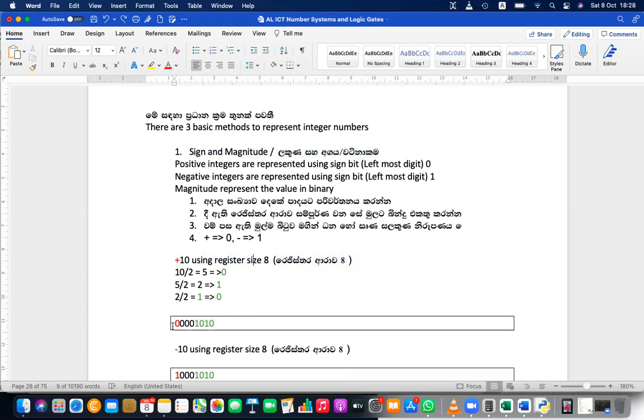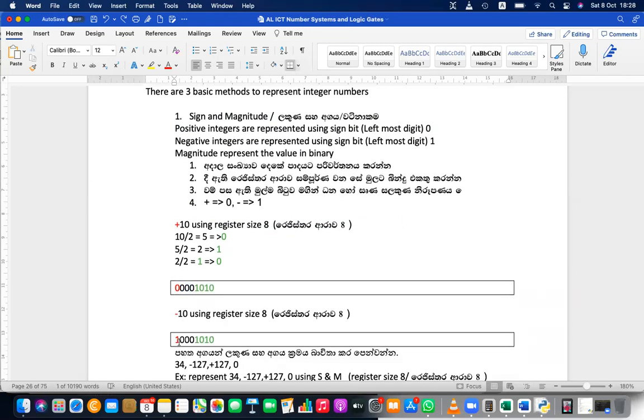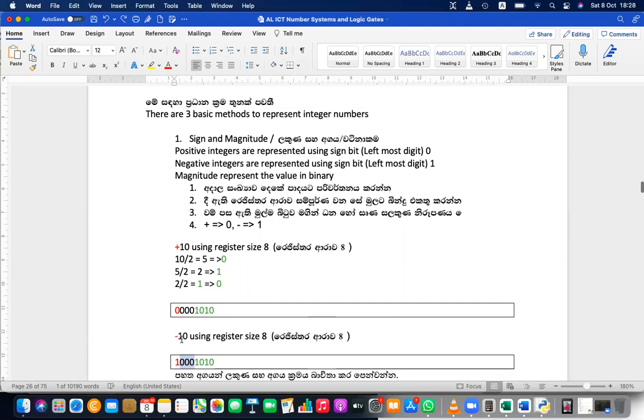Sign, you need to make it 0 because this is positive. And then the magnitude is 1010. In between that, you have to put zeros to fill in. Negative 10, similarly, you have to put 1 for negative. 1010 represents the magnitude, which is 10. And the remaining bits are 0. That is how you represent the negatives.